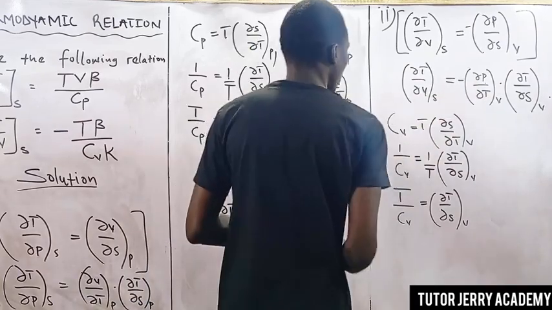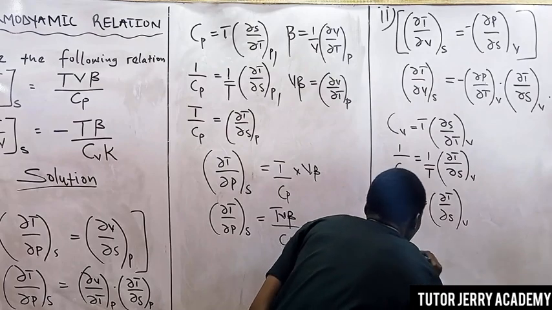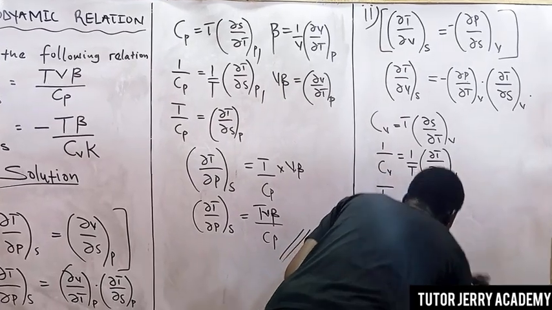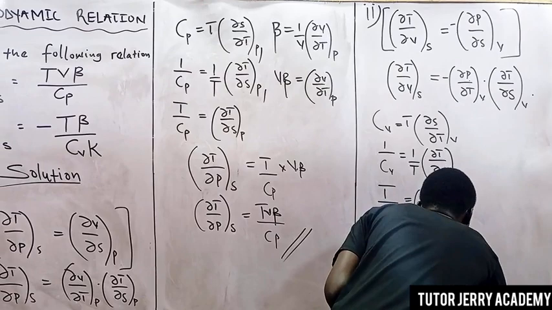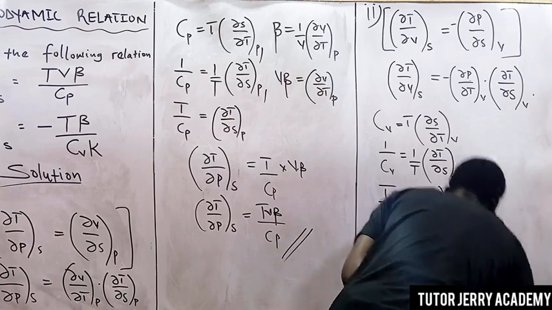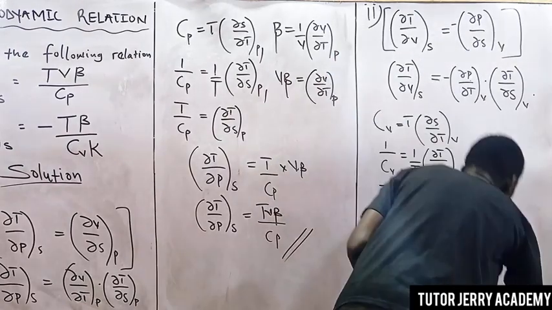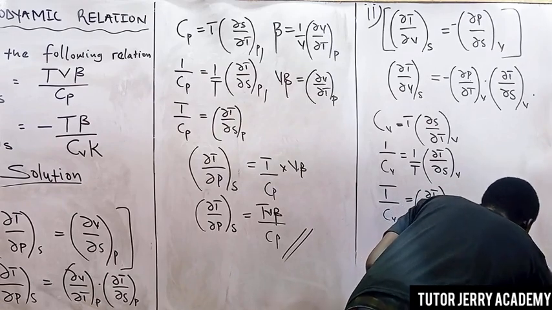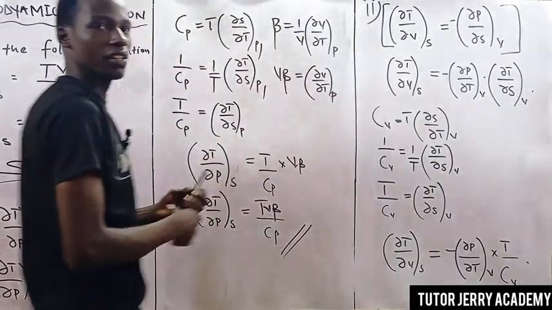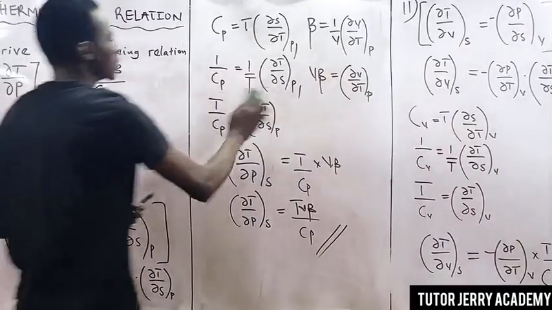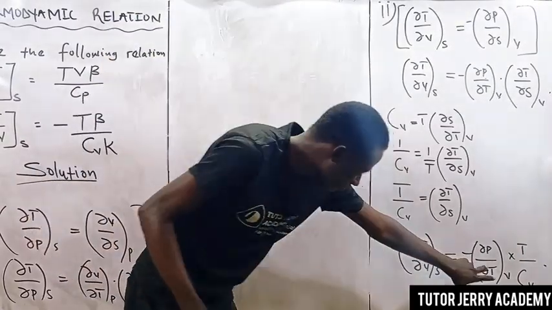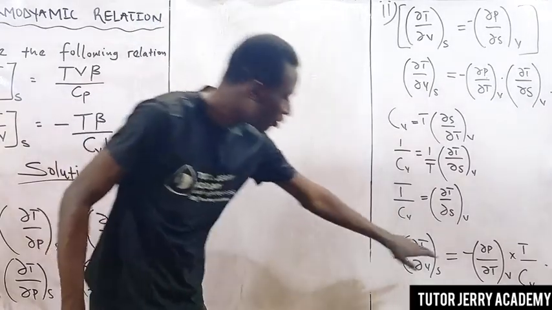So this Maxwell equation now becomes the partial derivative of T over the partial derivative of V keeping S constant will now be equal to minus the partial derivative of P over the partial derivative of T keeping V constant multiplying T over Cv. Now this is what we have. So let's clean this side of the board and let's continue. We need a substitution for this. That's the next thing.